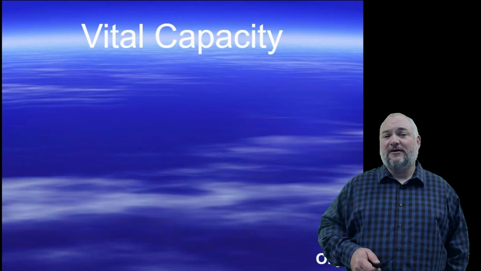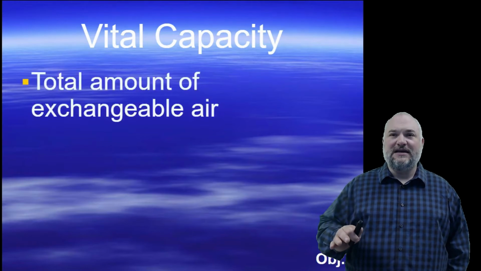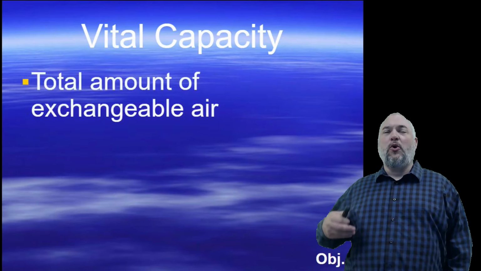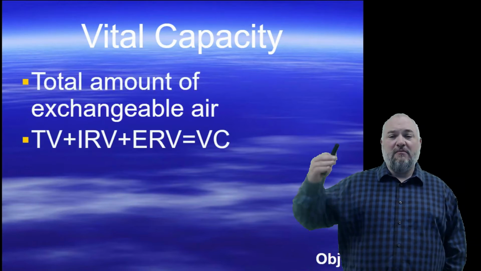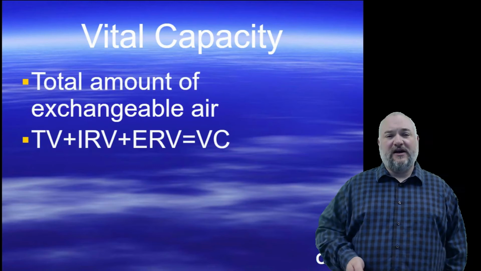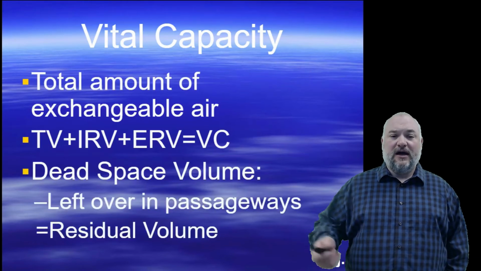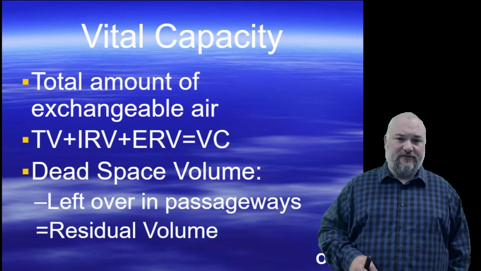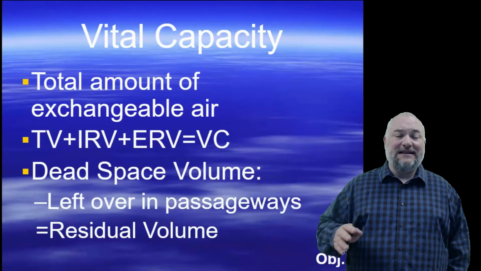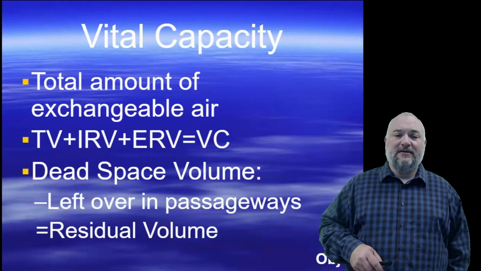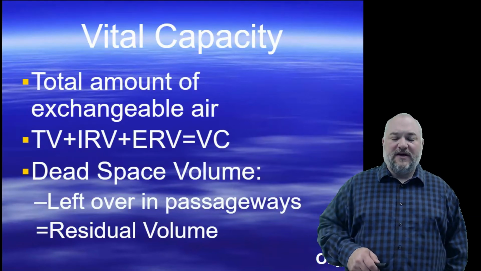And that brings us to something called vital capacity. Vital capacity is the total amount of exchangeable air. So it's the capacity you have for total air movement in your lungs. And that's the tidal volume, and then both reserve volumes gives you your vital capacity. It does not include the residual volume, which is that leftover stuff. So the total amount of air that you can have in your lungs is going to be more than your vital capacity. Okay. So there you go. That is vital capacity.